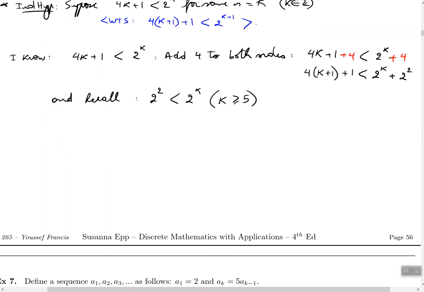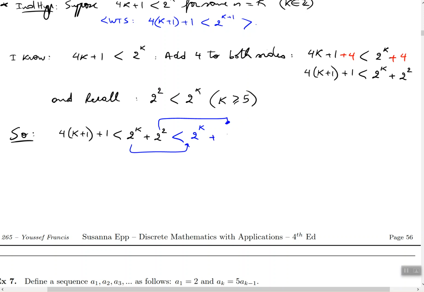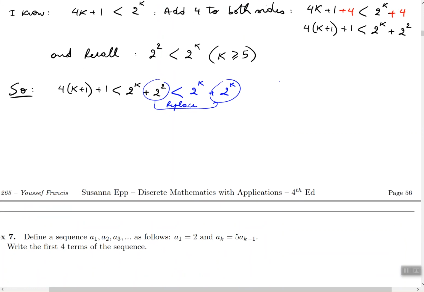So what does that mean? That means that I can now grab all of this and say something like this. This inequality can now be considered to be less than 2 to the power of k, so that one stays the same, and the 2 to the power of 2 can be replaced with 2 to the power of k. Since it is less, I can basically replace it. So again, kind of like what we did earlier, we took this guy and replaced him with that guy. And from this point on, I could just drop the middle term.